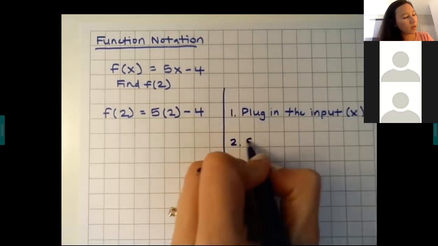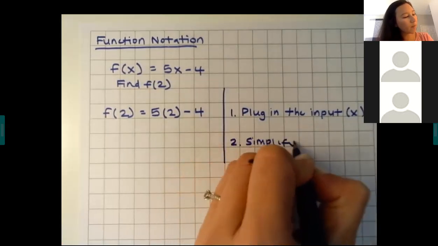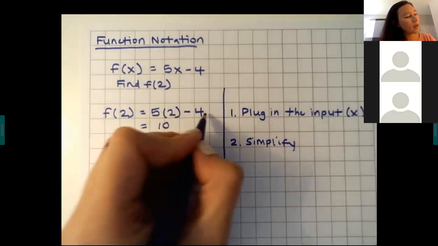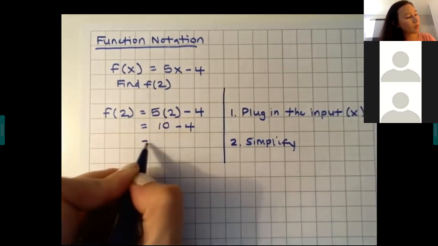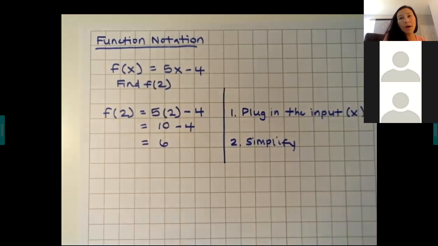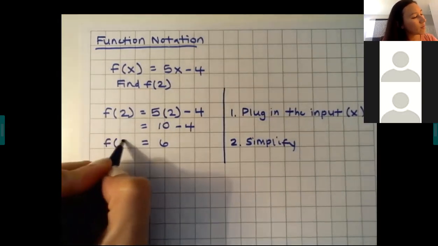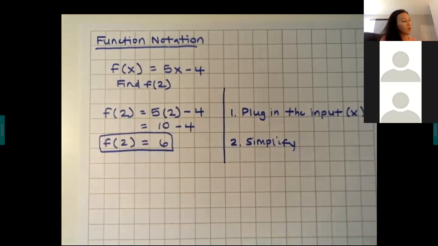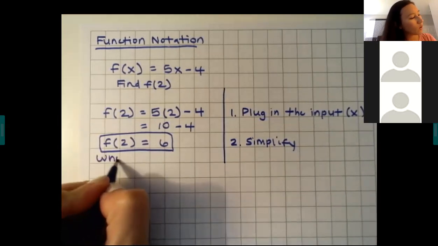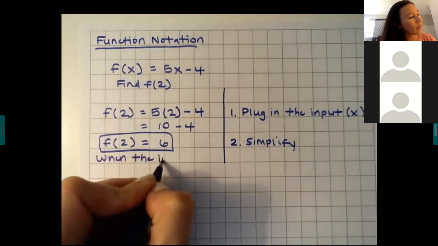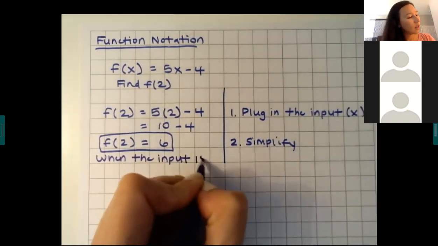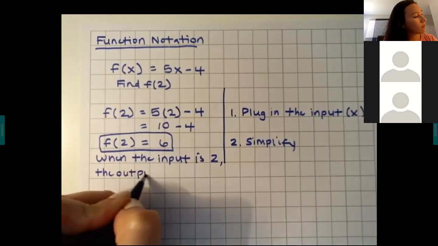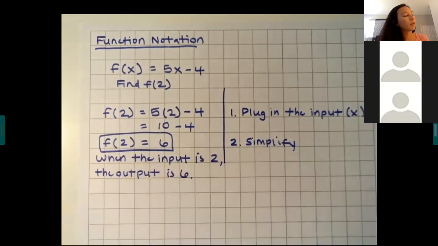Okay, so then once we do that, we just simplify. So 5 times 2 is 10. We take 10 and we subtract 4. And so f of 2 equals 6. So that tells us for this function, when the input is 2, the output is 6.